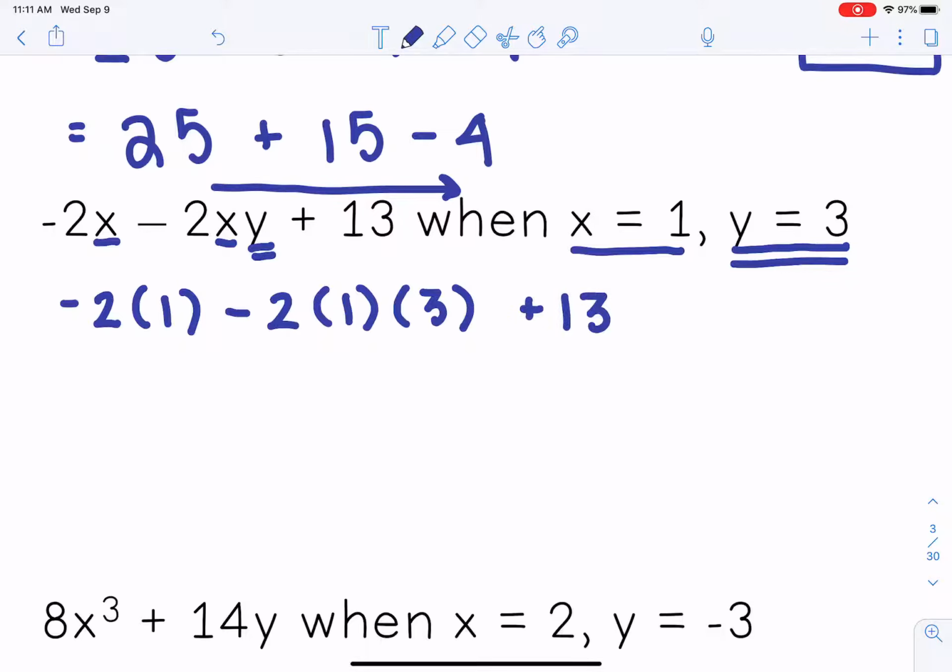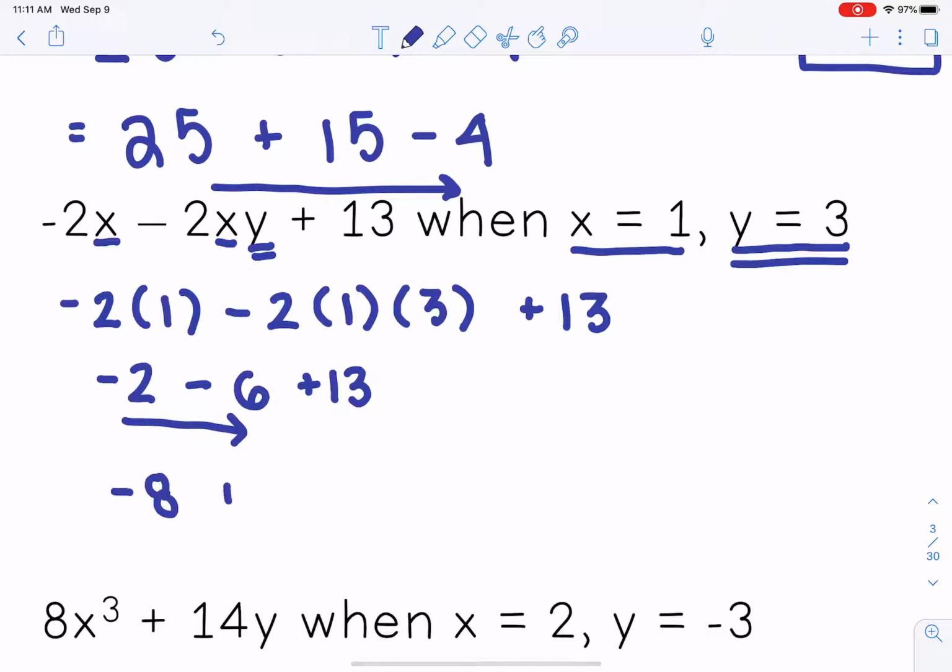Now, I'm going to see what I can multiply or divide, right? There's no exponents. So negative 2 times a 1 is a negative 2. Minus 2 times 1 times 3. 2 times 1 is 2. And 2 times 3 is 6. Plus 13. Last up is addition and subtraction, left to right. So first I encounter this negative 2 minus 6, which is a negative 8. Plus 13. Negative 8 plus 13 gives us 5.